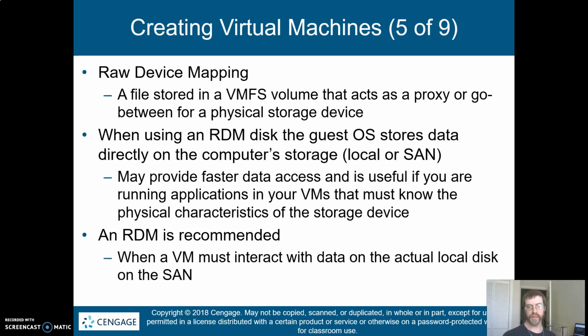Now, raw device mapping is a file stored in a VMFS volume that is basically a proxy for a physical storage device. Basically, it's like in Hyper-V when you're setting up your virtual hard drive and say, oh, by the way, use this physical drive. This is essentially what we're doing. The guest OS is going to store data directly on local or SAN storage, basically writing through to a physical partition. It may provide faster data access. It's good if you're running.